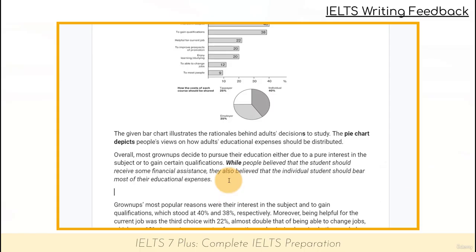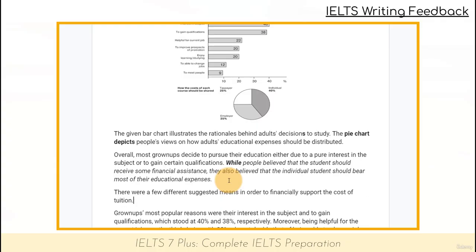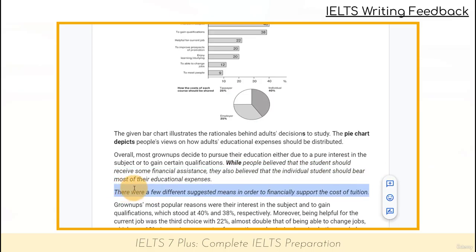I think that you could write something along the lines of, there were a few different suggested means in order to financially support the cost of tuition. And this is even more general. It's even less specific. Because again, especially with this, because there's only really three things to report on, I think we really want to leave this as much as possible for the detailed paragraph. So I would probably say this is better, shorter, gives less information.